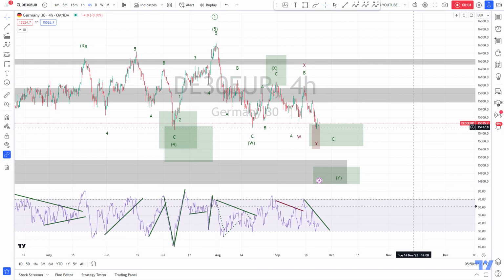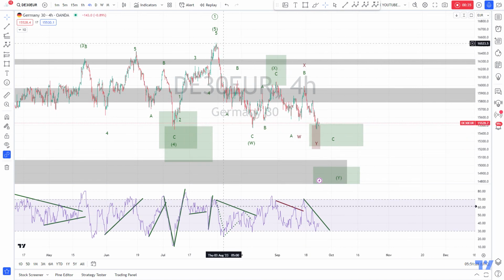Today is Monday, September 25, time is around 5:50 GMT, and we will have a look at the DAX futures on the Oanda platform. So my take on the DAX is that we made a wave 1 high here. There is also a possibility that this was a wave 3 of a wave 1. If you want to have more details on this, please have a look at my higher time frame analysis. For now, I just focus here on this structure.